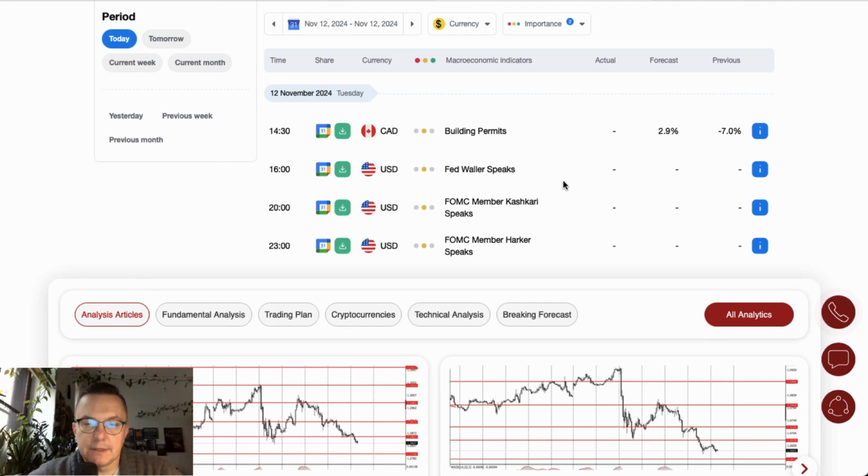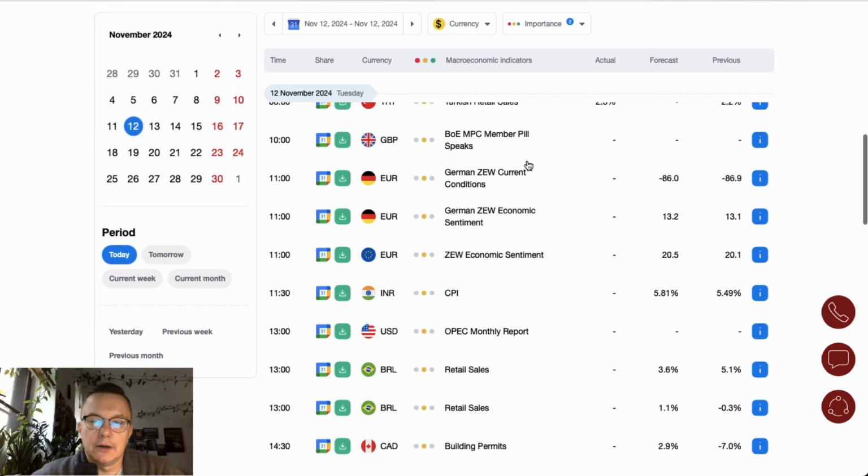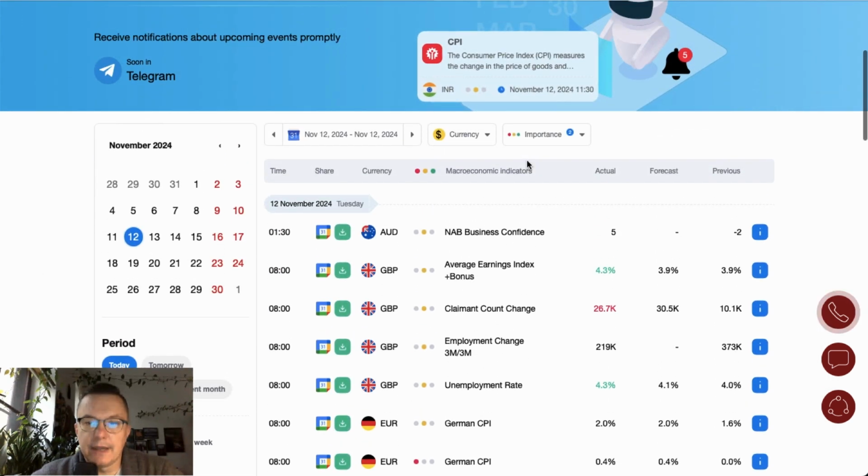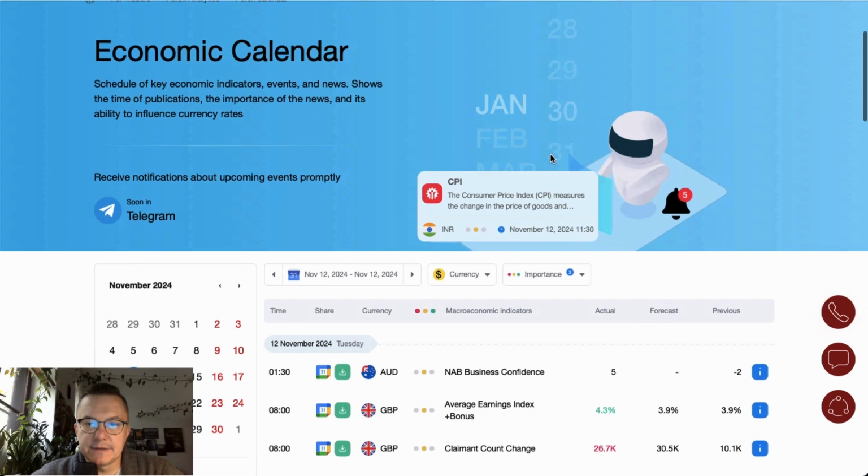in form of the speeches from Fed's Waller, FOMC member Kashkari, and FOMC member Harker. So this is how it looks like on the calendar for the Tuesday.